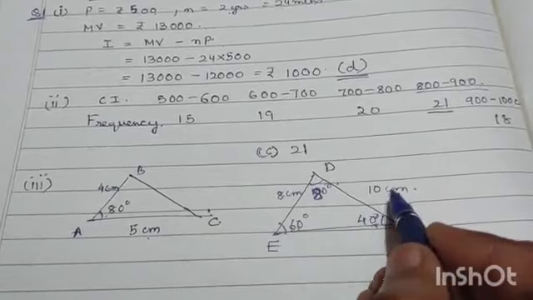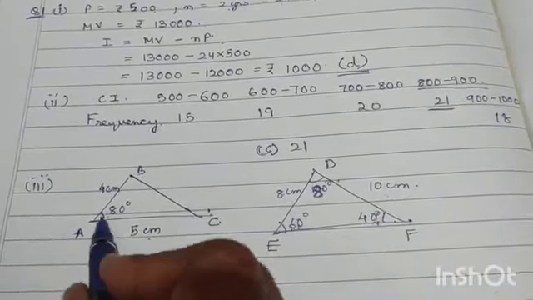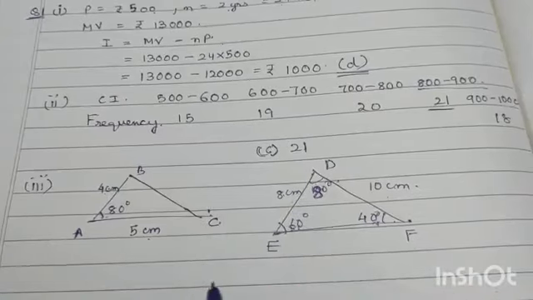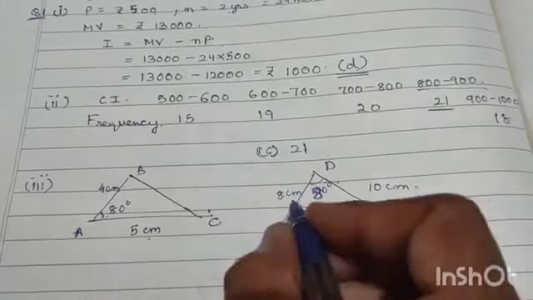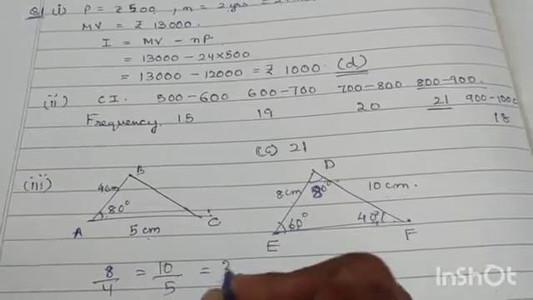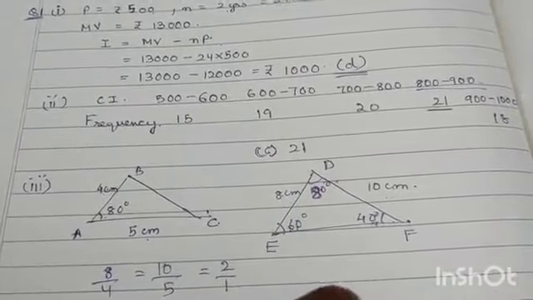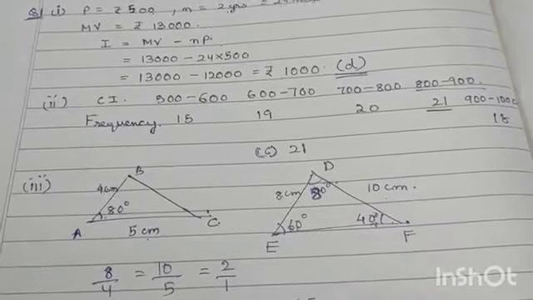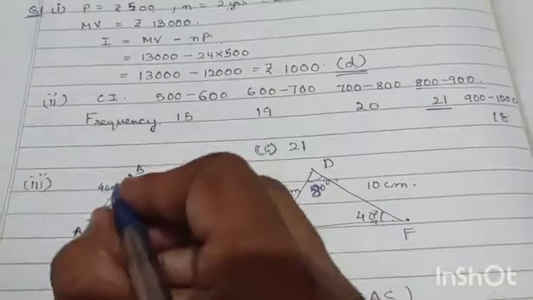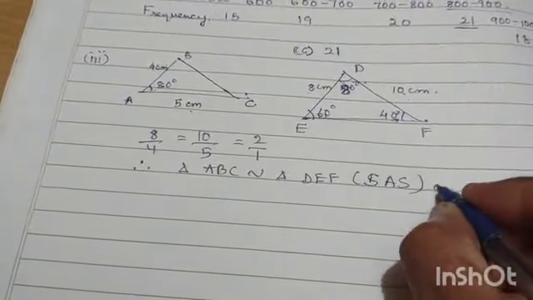And here these two sides lengths are given, 8 centimeter and 10 centimeter. So we observe that here these two angles are 80 degree, and then ratio of the corresponding sides we can find out. So we conclude that here 8 by 4 is equal to 10 by 5. So we get the ratio 2:1. So therefore these two triangles are similar. ABC is similar to triangle DEF by SAS property, side angle side. Okay, so this is option number A.